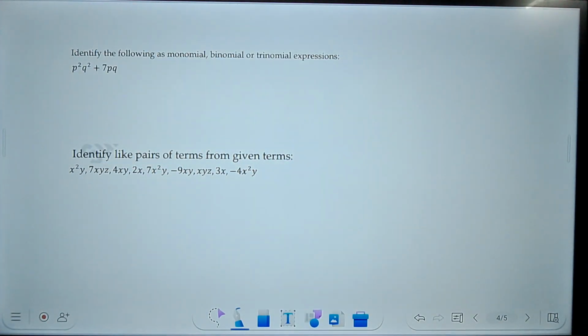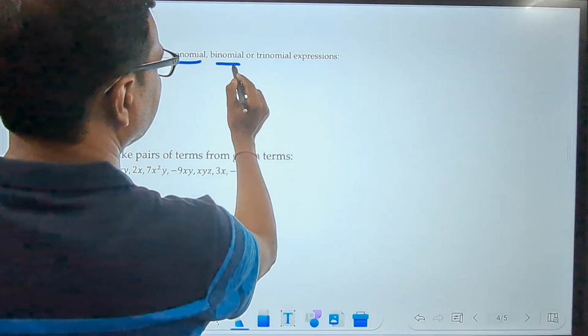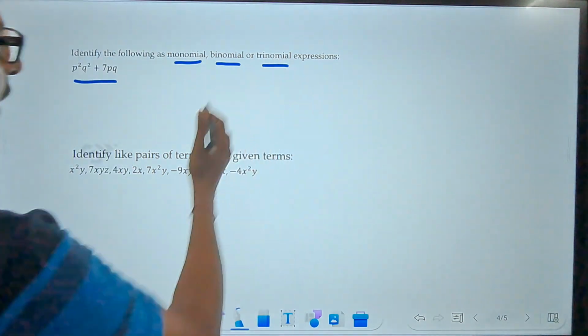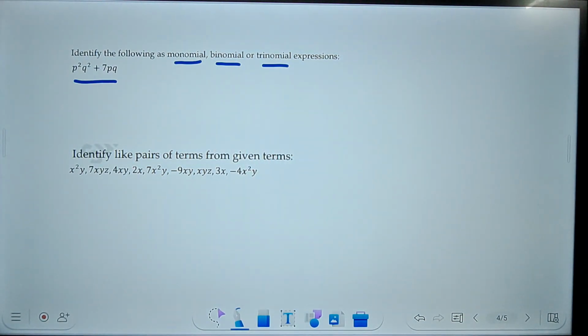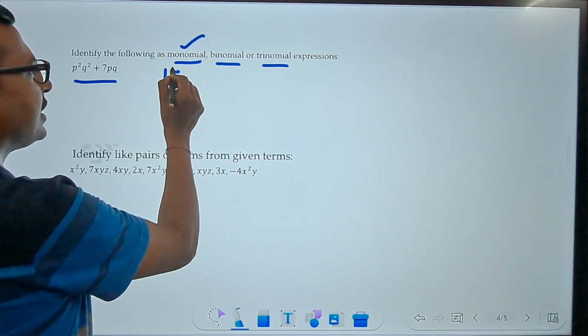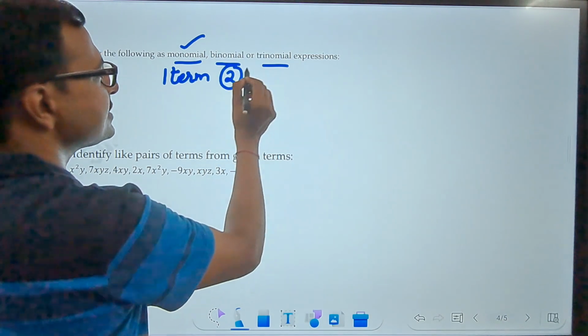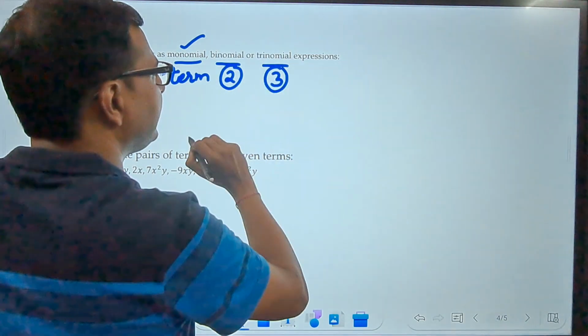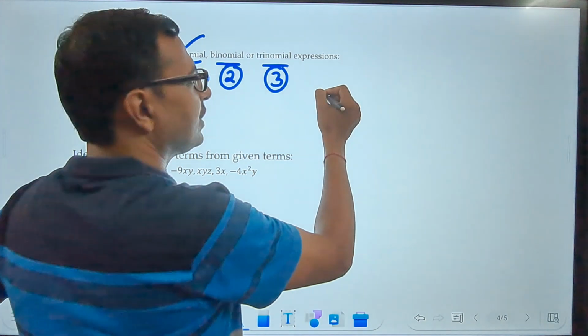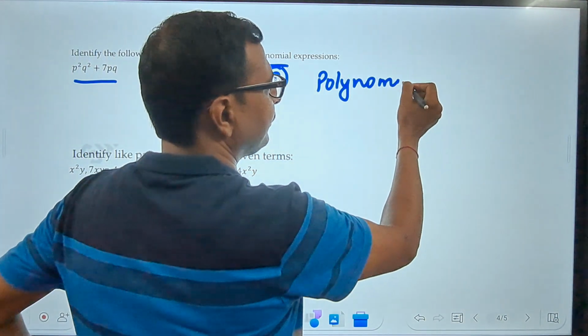Let's continue the basic algebra. Here we have a question in which we are asked to categorize this expression as either a binomial, a monomial, or a trinomial. As the name suggests, a monomial is an expression which contains a single term. A binomial contains 2 terms and a trinomial contains 3 terms. Beyond 3 terms, there is a common name given to the expressions, which is a polynomial.